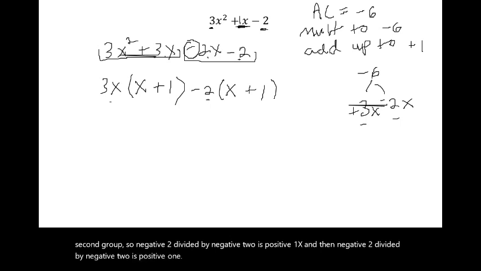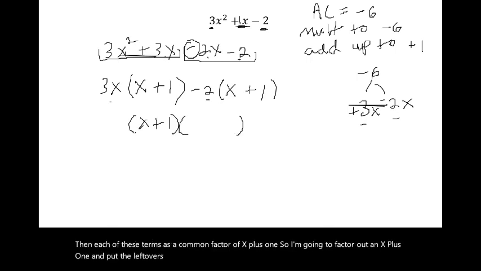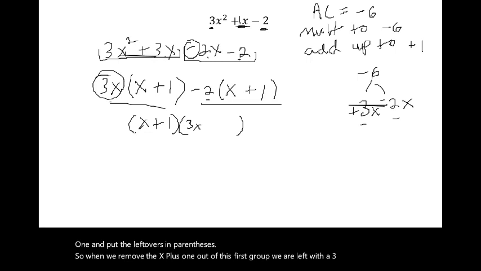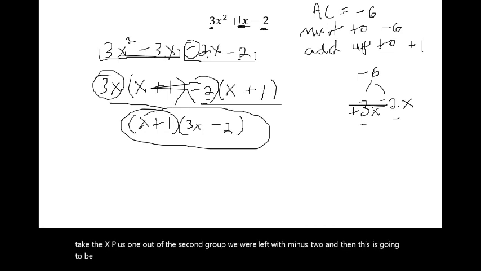Then each of these terms has a common factor of x plus 1. So I'm going to factor out an x plus 1 and put the leftovers in parentheses. So when we remove the x plus 1 out of this first group, we are left with a 3x. Then when we take the x plus 1 out of the second group, we are left with minus 2. And then this is going to be your fully factored final answer.